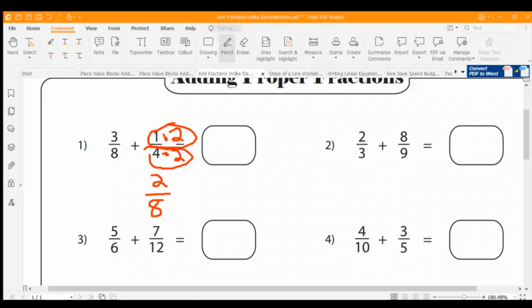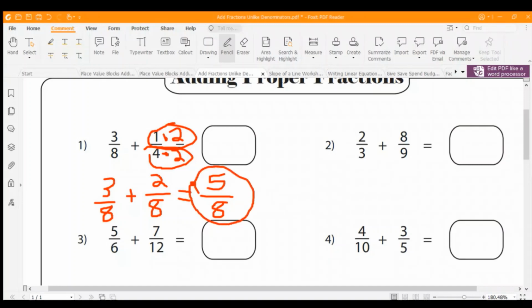1 slice out of a 4-slice pizza is the same amount of pizza as 2 slices out of an 8-slice pizza, because the pieces are smaller if it's cut up into 8 slices, right? So we just keep the first fraction the way it is. The other one, we did it by a multiplier of 2. Got what's called an equivalent fraction, and now that the denominators are the same, we can keep the denominator as 8, but we add the numerators. 3 plus 2 is 5, so there's our answer, 5 out of 8, okay?